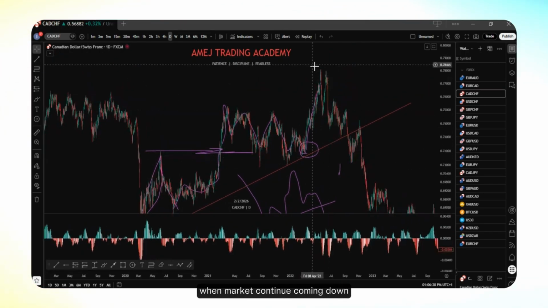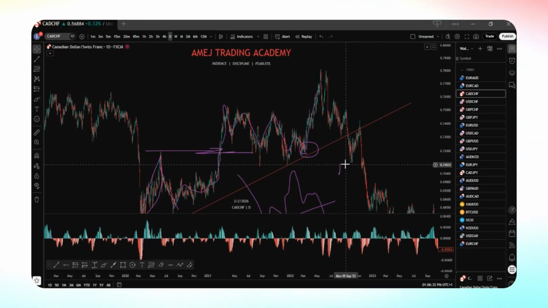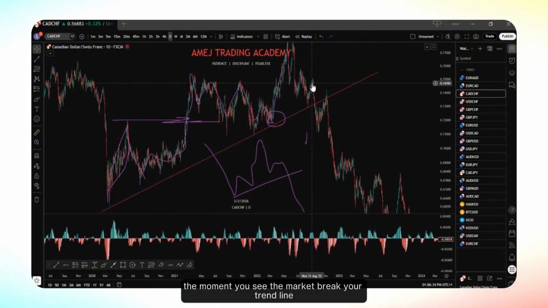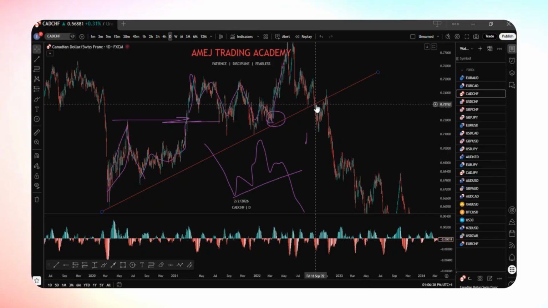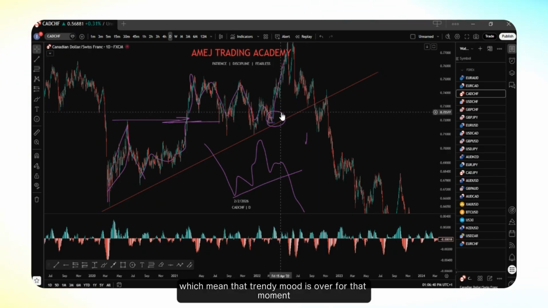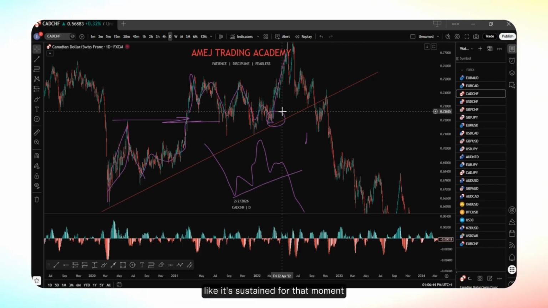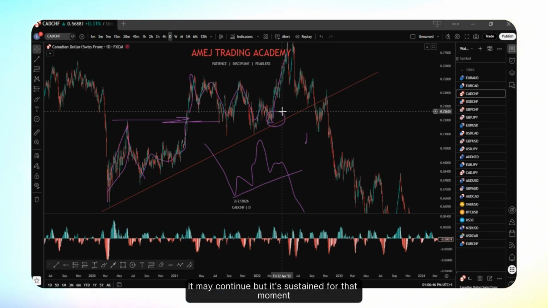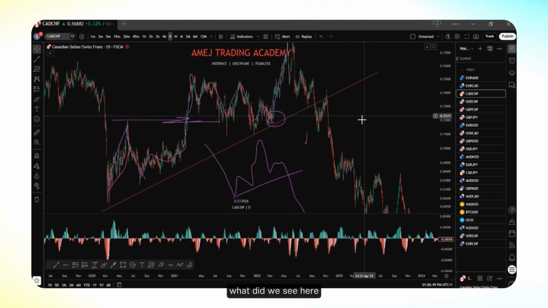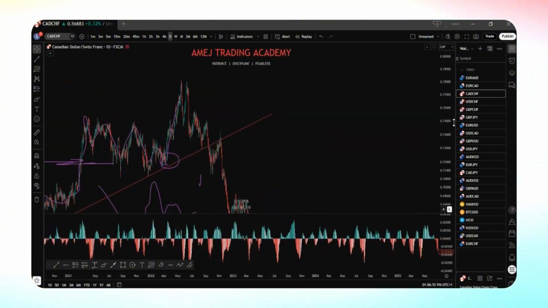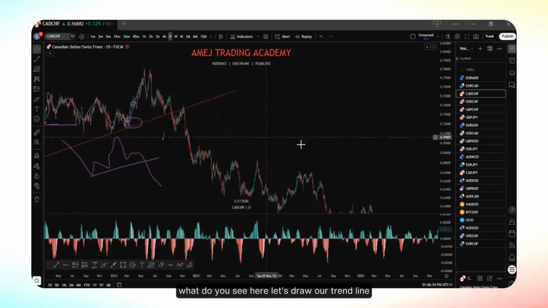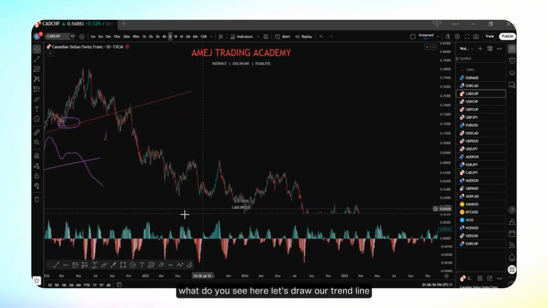When the market continues coming down, the moment you see the market break your trend line, it means that the trending mode is over for that moment. It may continue, but it's sustained for that moment. What did we see here? Let's draw our trend line.